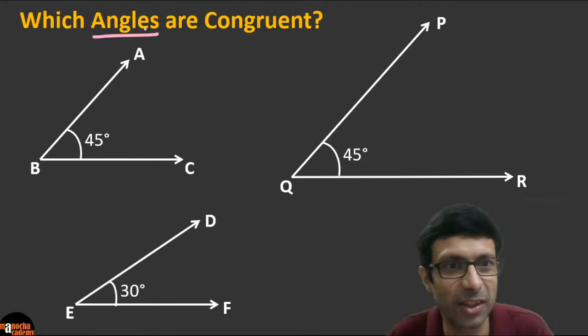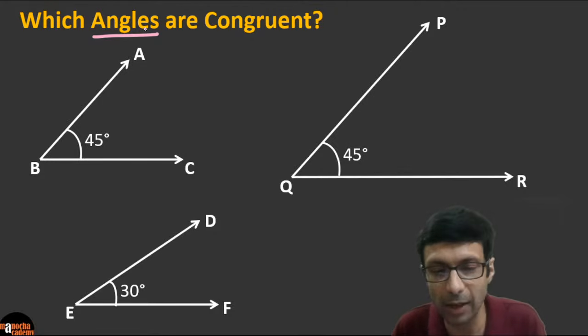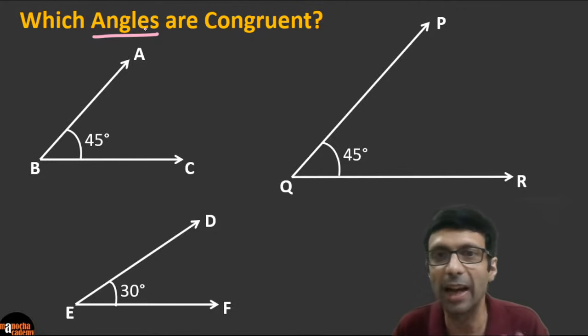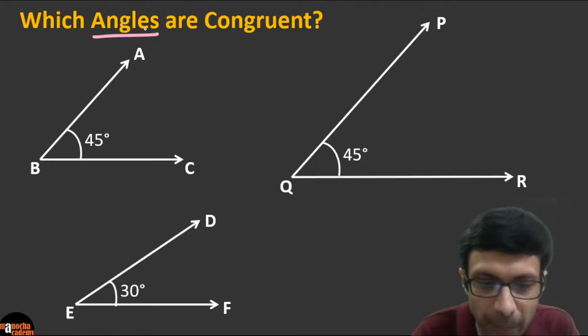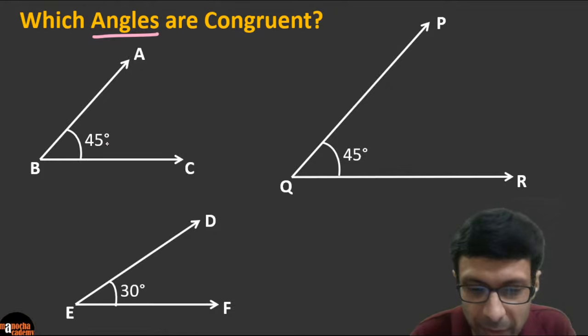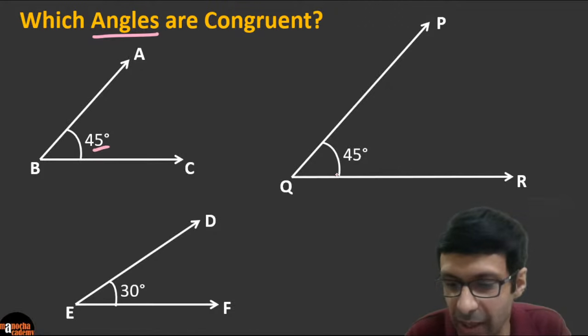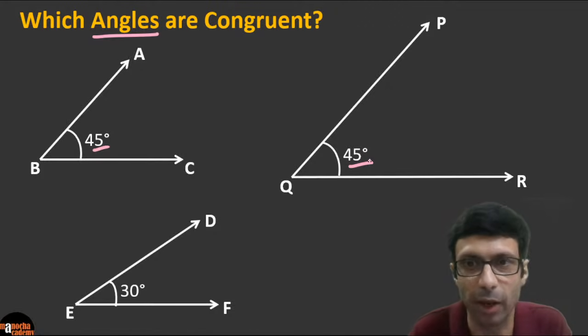I'm seeing some answers out here. So what is the condition for angles to be congruent? Basically, the angle should be equal, right? So it's very simple. And as you can see here, angle ABC is 45 degrees. And can you see angle PQR is also 45.